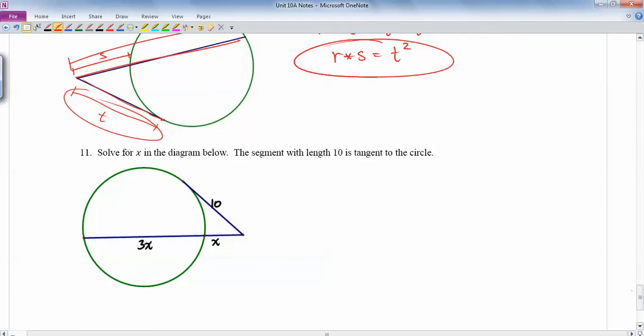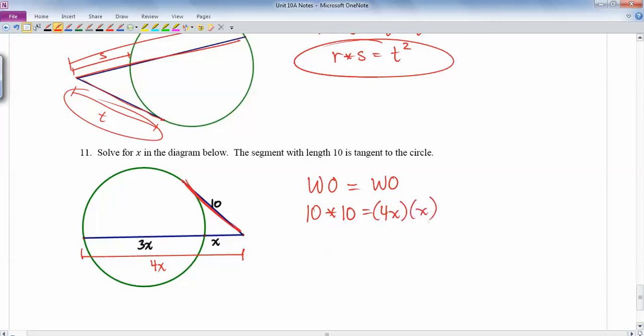So then let's do number 11 so you can kind of see how this creeps up in problems. Solve for x in the diagram below. Well, it's one of these things where those segments are sticking outside the circle, so we're going to use that whole times outside equals whole times outside. Okay, so let's look at the 10. Right? The 10 is the whole segment and the outer part of the segment. So it's just 10 times 10. And then this segment here, the whole thing is 3x plus x, which is 4x. So the whole thing there is 4x, and the outer part is x right here.